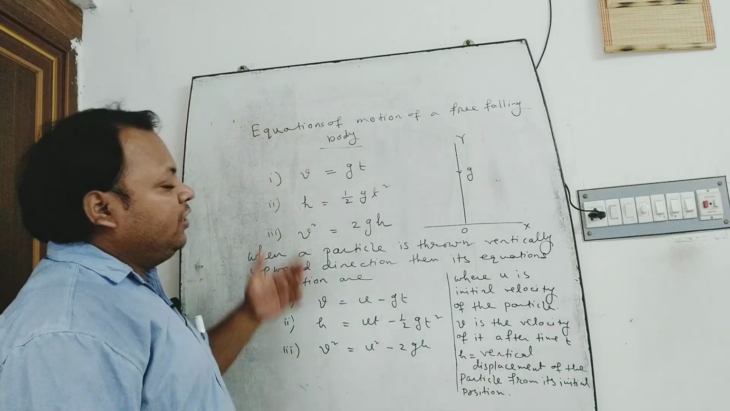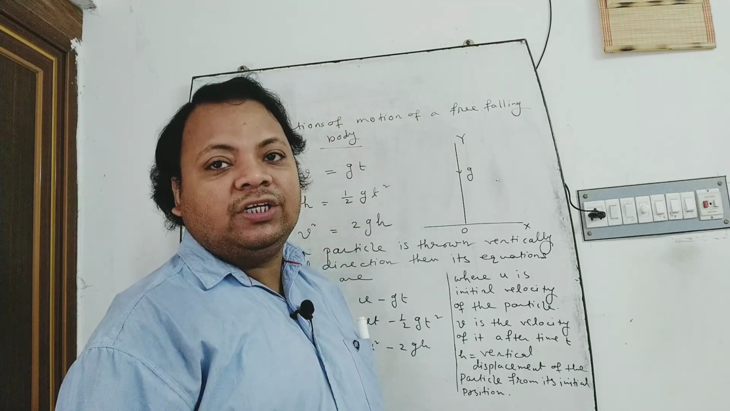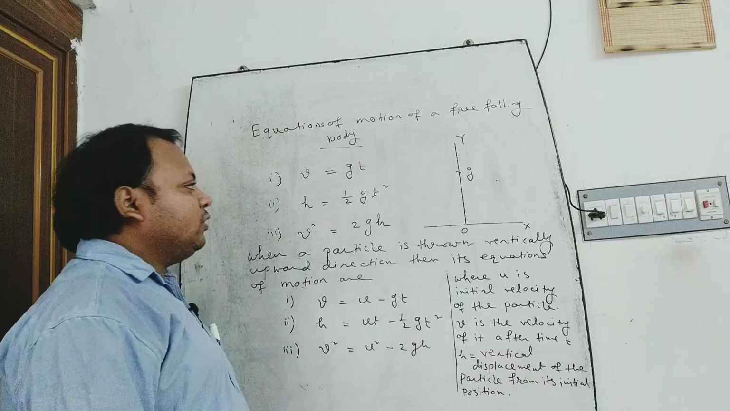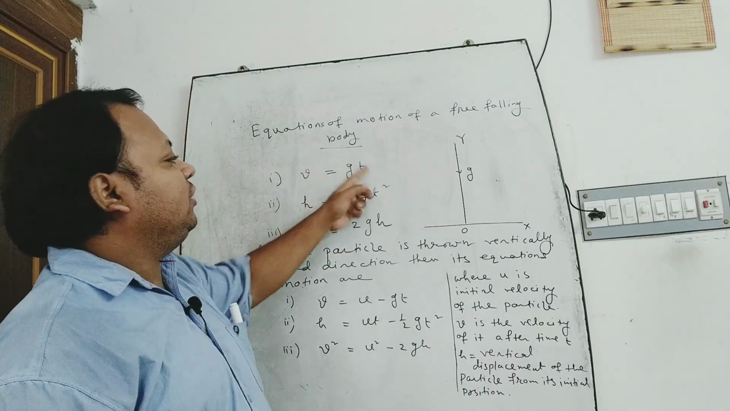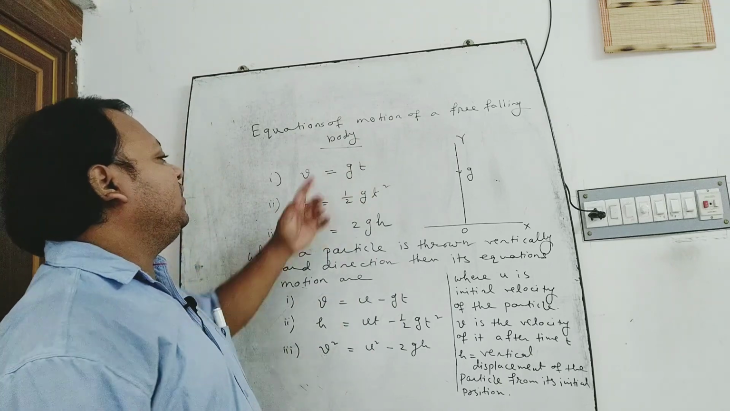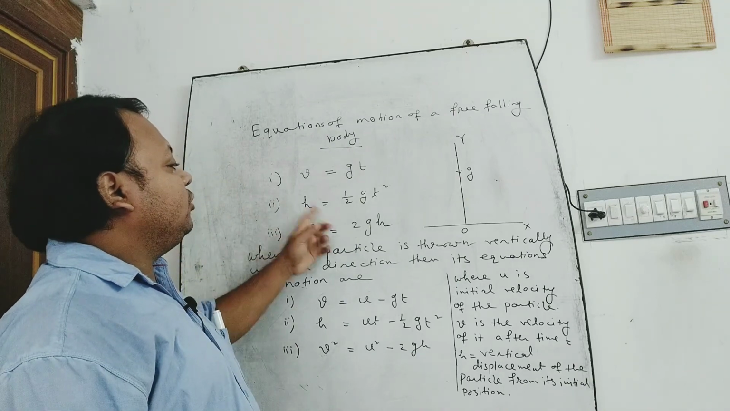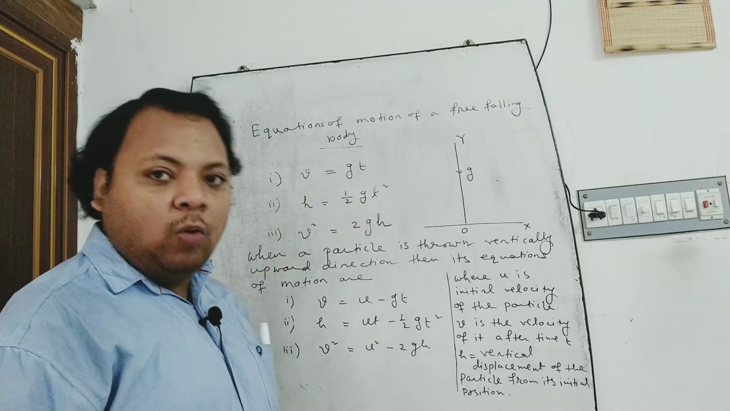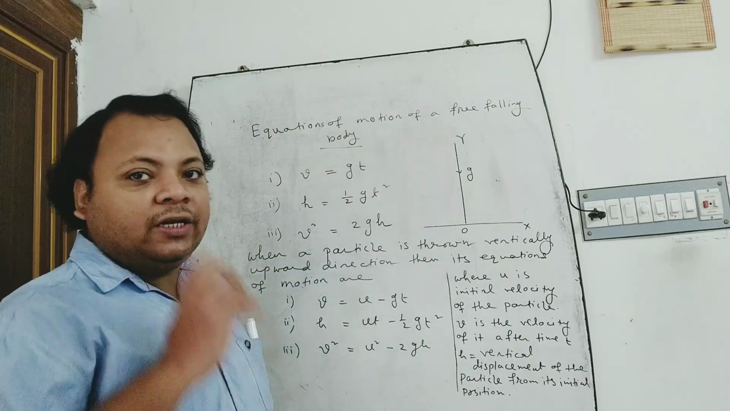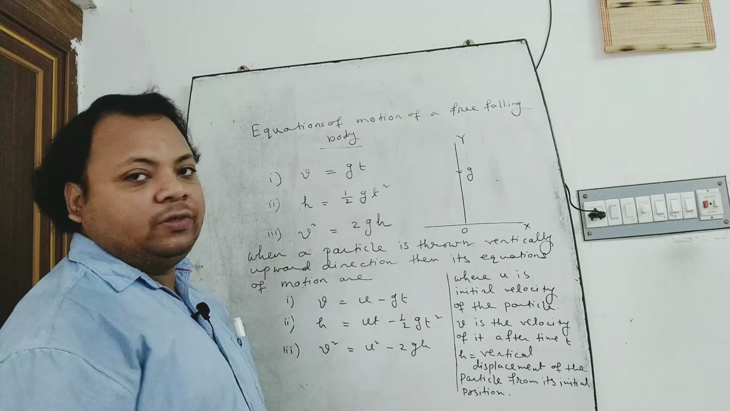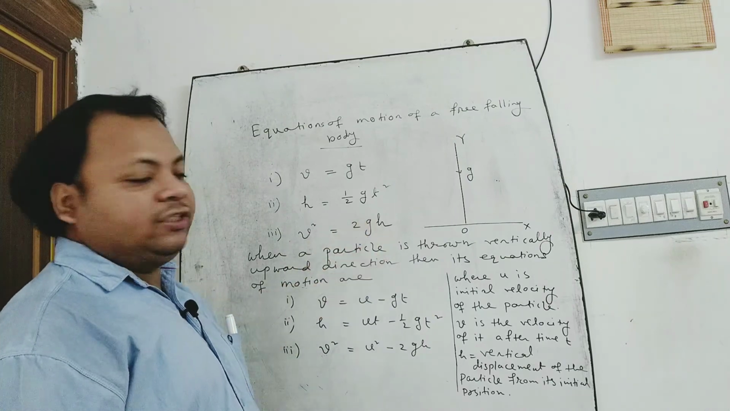Therefore, for a freely falling body, the initial velocity of the body is 0, and the velocity of the body after time t is v equal to g into t, where small g is the acceleration due to gravity. h is equal to half g t square, where h is the distance covered by the body after time t, and v square is equal to 2gh.